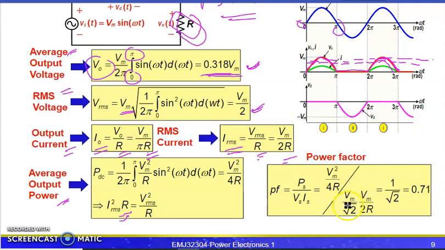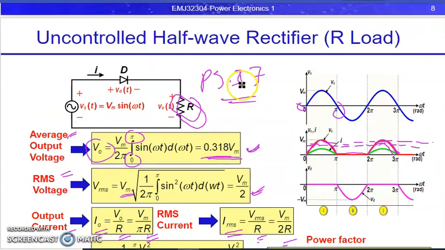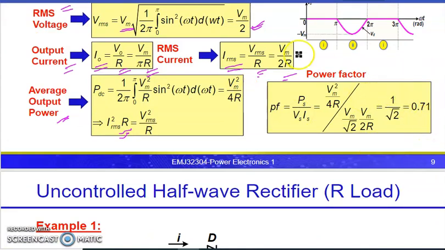V max divided by root 2 is our RMS value. V max divided by 2R is our I RMS. See? V max over 2R is our I RMS times V RMS. V RMS here is the V RMS of input. This is V RMS of our output voltage. Input voltage is V max over root 2. So the value is that. Power factor for half wave uncontrolled rectifier is 0.01.